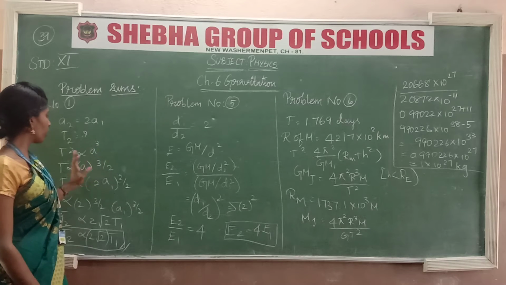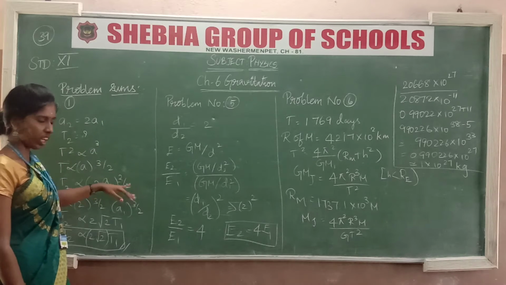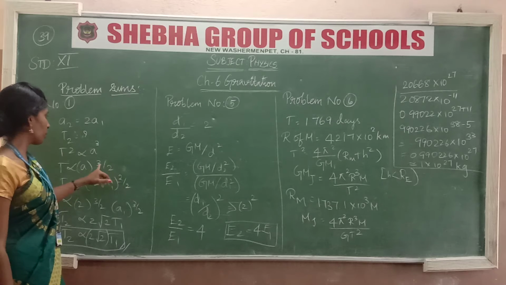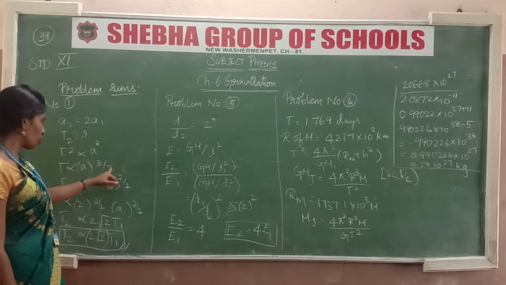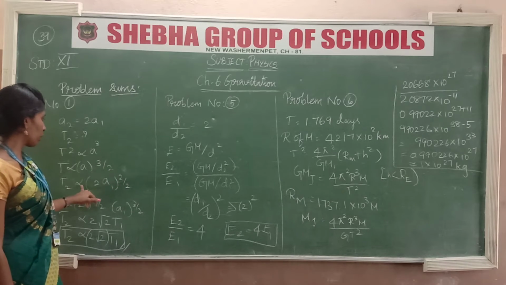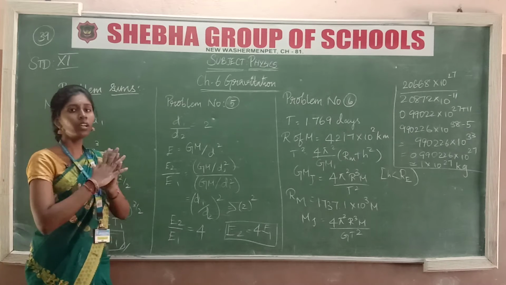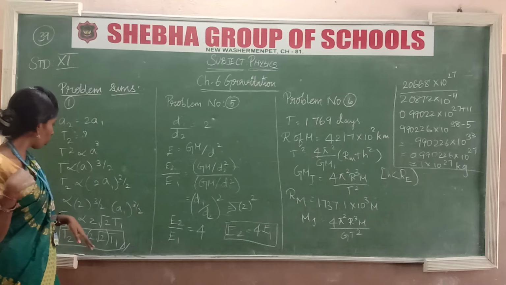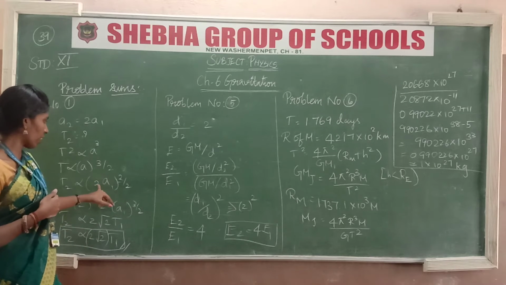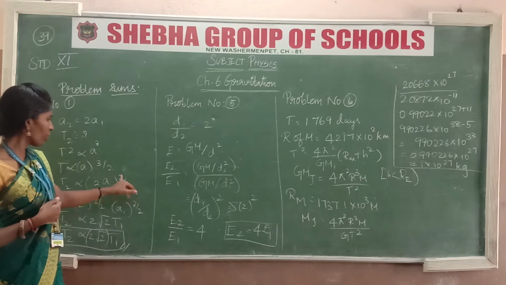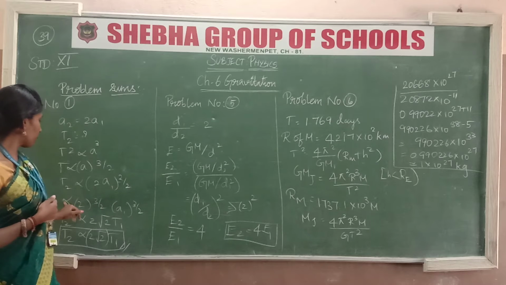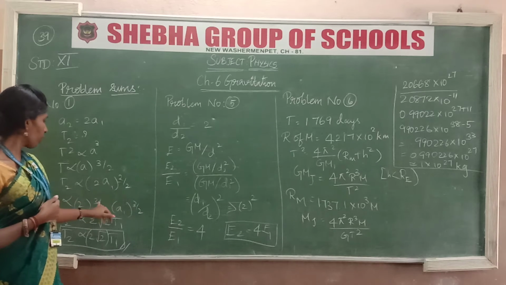So taking the cube root, what do we get? T square becomes equal. When we transfer T square, the cube root becomes 3 divided by 2. So T square is directly proportional to 2A1. So it will be the acceleration. So we calculate the acceleration 2, and we calculate the time periods of the two planets. So it's a power of 3 divided by 2. It's directly proportional to 2, power of 3 divided by 2.